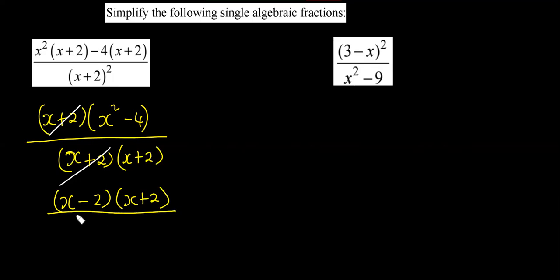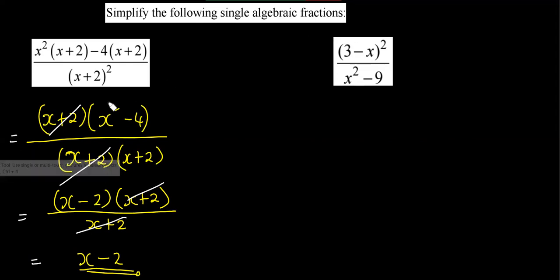Then we have x plus 2 over here. And here again, we're going to cancel x plus 2, x plus 2. Then our final answer will be x minus 2. That's our final answer. Let's move on to the next one that we have here. Now, there's something that you need to learn here.